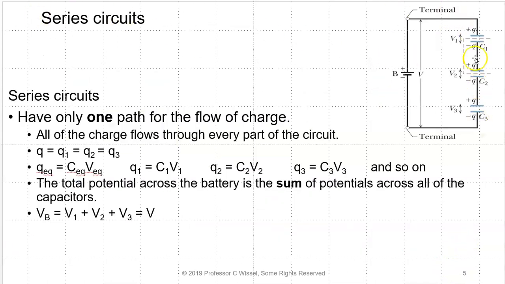Here's a series circuit, and a series circuit just has one path for the current to flow. That's the definition of a series circuit. All of the charge flows through every part of the circuit.